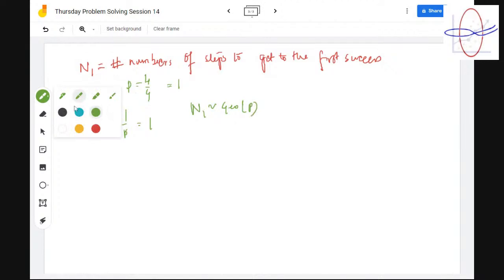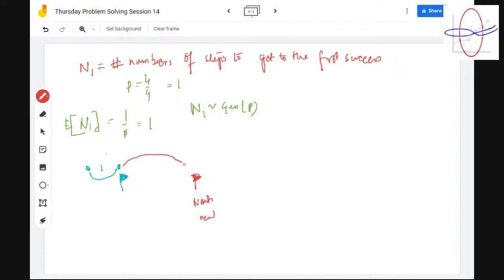Now all of these steps are independent. You have got the first step, you have got the first success. Now let's check the second step. The second success comes when you get the next new toy. Here, due to the memoryless property of geometric, it follows geometric 3 by 4.